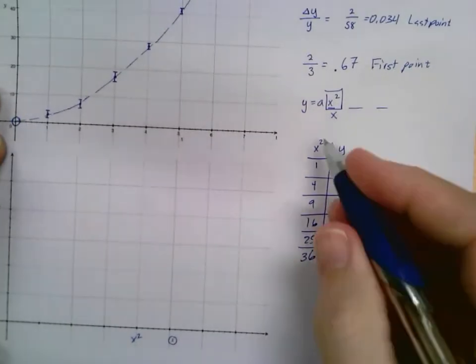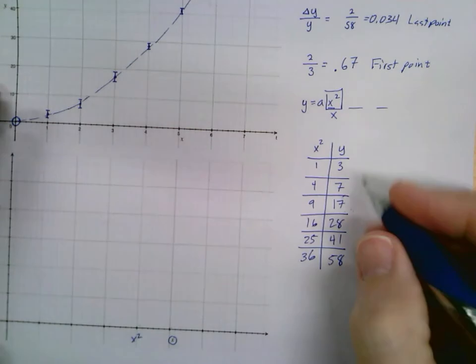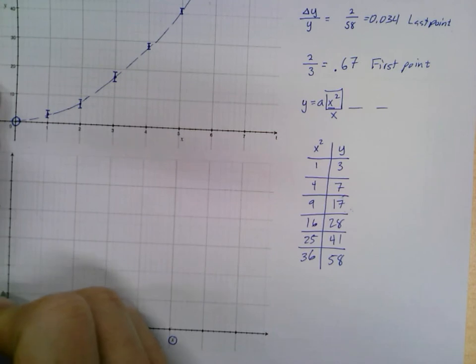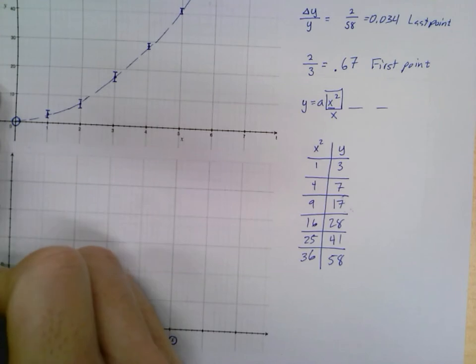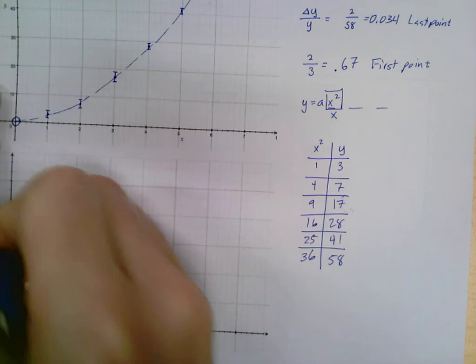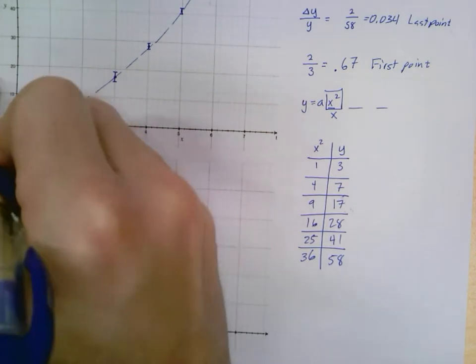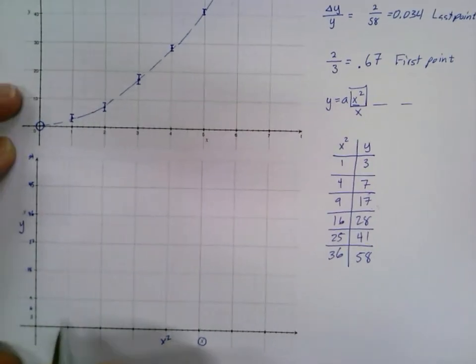So I need x to go up to 36, so 5, 10, 15, 20, 25, 30, 35, 40. It looks like I can go by ones there. I need y to go up to 58, which doesn't look like it's going to happen. So maybe I go by threes: 3, 6, 9, and then 18, and then 27, and then 36. Oh, I'm going to run out of space, but that's okay. 45, 54. That last point, I'll just put a little bit higher. That should be all right. So I've got my y values here.